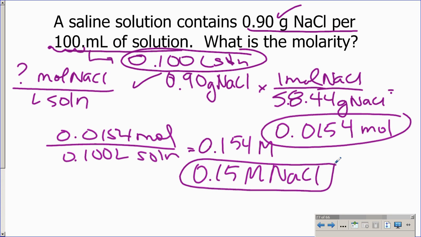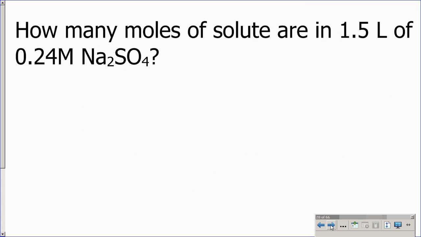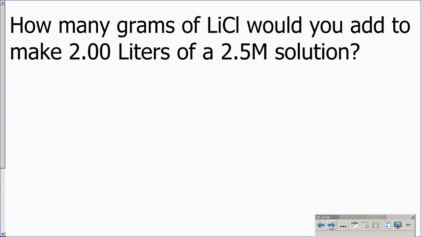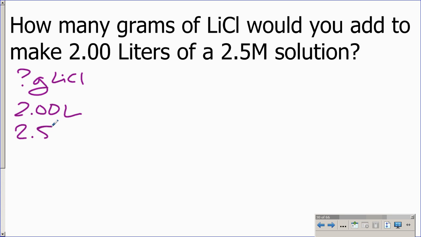Okie dokie. So I'll probably do 1 or 2 more of the molarity. So let's look at this one or this one. Let's see, I've got 3 more. Let's start with this one. We'll work backwards if we need to. All right, so what's our question? Grams of lithium chloride would you add to make 2 liters of a 2.5 molar solution? So our two givens are, we have 2 liters, and it's a 2.5 molar solution.